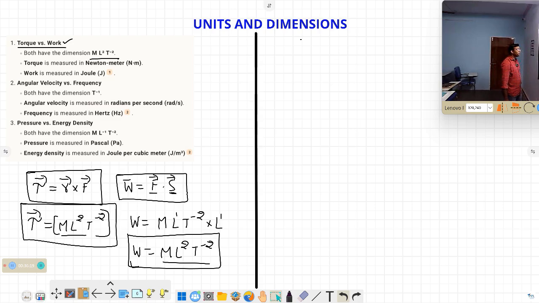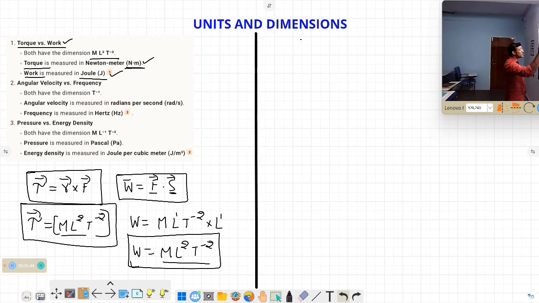But if you consider the measure of torque, we measure it in terms of Newton meter as its unit. Work is one of the forms of energy. Work done is one form of energy that we measure in terms of joules. So Newton meter is different and joule is different. Both units are different, but the dimension formula is the same.